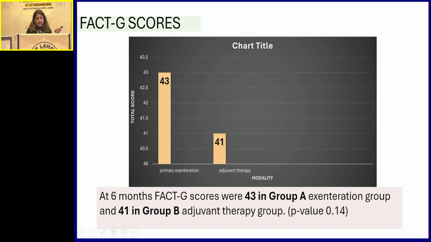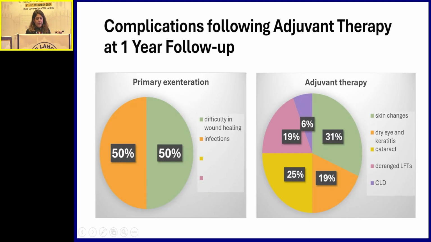This is not a statistically significant difference, which shows that the treatment, functionally, physically, emotionally, or socially, is equitable for the patients, and the patients do not feel that there is any difference between the two. The complications reported at 1 year follow-up: in primary exenteration, we only saw difficulty in wound healing or infection, which was quite amenably sorted.